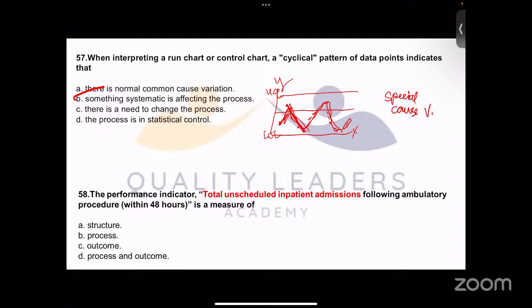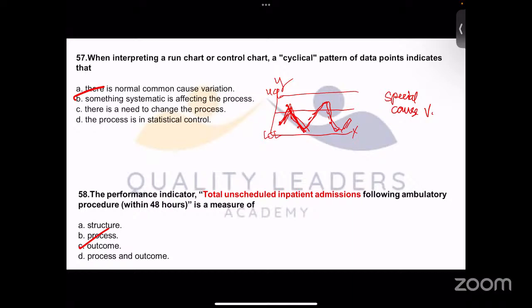Number 58. The performance indicator, total unscheduled inpatient admissions following ambulatory procedure within 48 hours, is a measure of A, structure, B, process, C, outcome, D, process and outcome. What's the answer? It is letter C. It is an outcome measure. Since this is measuring the total inpatient admissions, so it is an outcome measure.